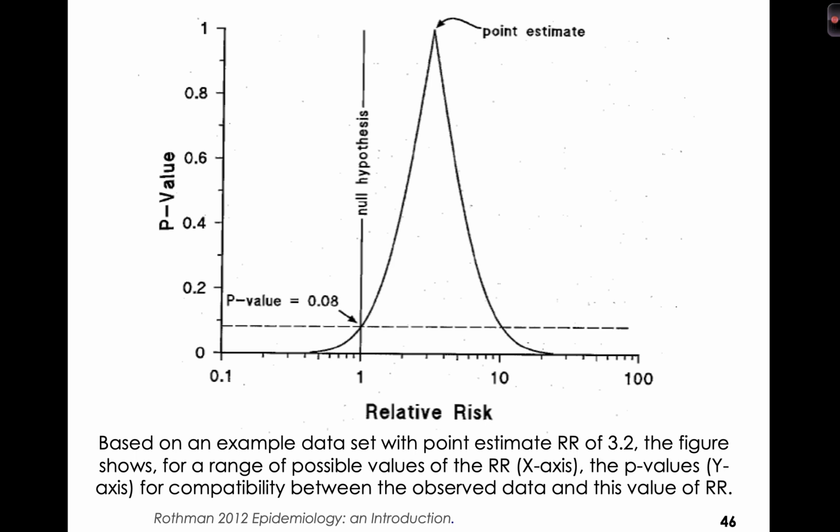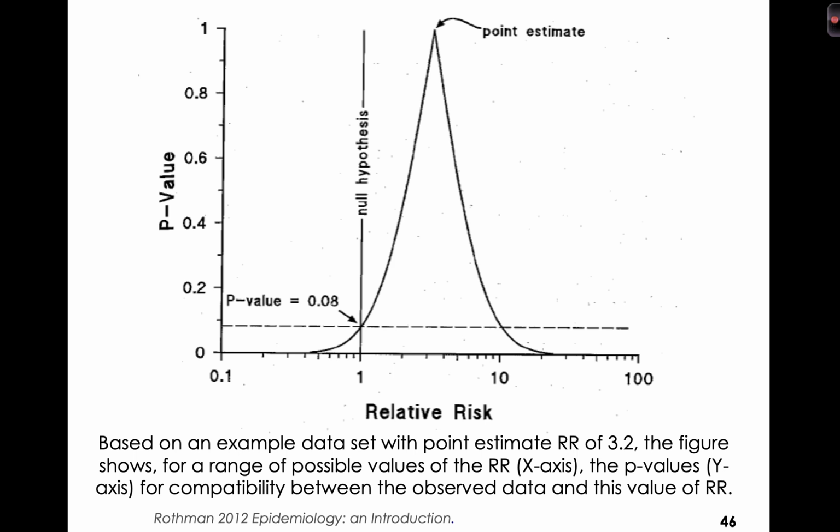And then other values of the relative risk, moving to the right and left on the relative risk scale away from that, are somewhat less likely given the data that you have observed. The null hypothesis, or 1 on the relative risk scale, is shown with a vertical line here. And in this particular hypothetical sample, the curve crosses the null value of 1 at a p-value of 0.08.